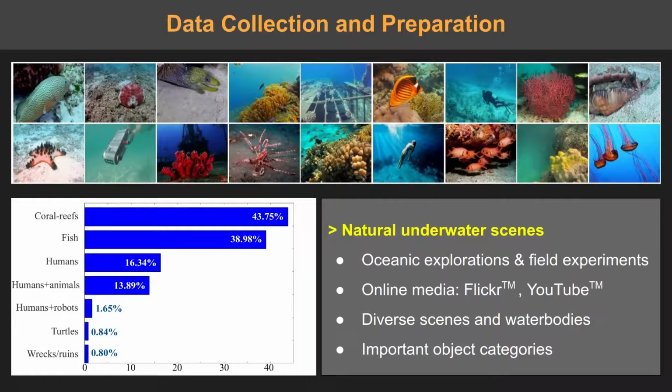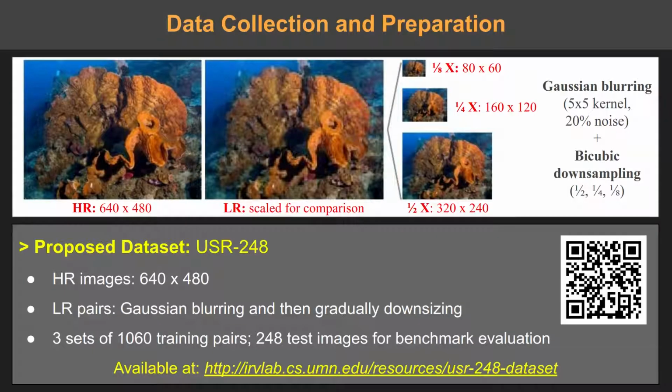Once the high-resolution images are carefully selected, we use the standard Gaussian blurring and bicubic downsampling techniques to prepare their respective low-resolution pairs. As mentioned, the high-resolution images are set to 640 by 480, and 3 sets of low-resolution images are prepared for 2x, 4x, and 8x SISR training. We also prepared a separate test set with 248 images for benchmark evaluation.